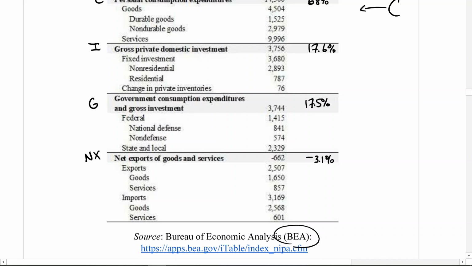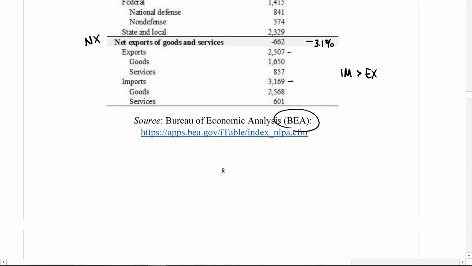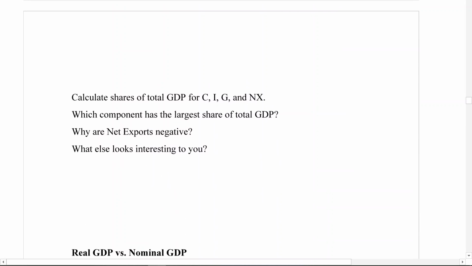3.1%, and that's because here's imports, 3.1 trillion, and exports at 2.5 trillion. We import more than we export. Imports are greater than exports, and that's why our net exports are negative and make up this kind of strange negative share of the total. Okay, that's all summarized here in these questions. Calculate the shares, we did that. Which component has the largest share? Consumption. Why are net exports negative? Imports greater than exports.